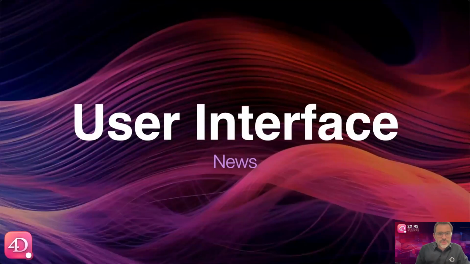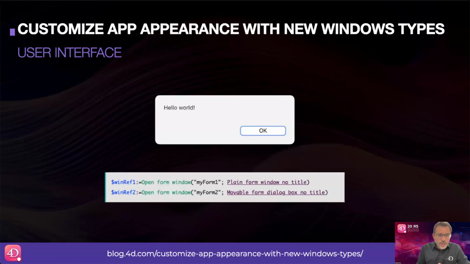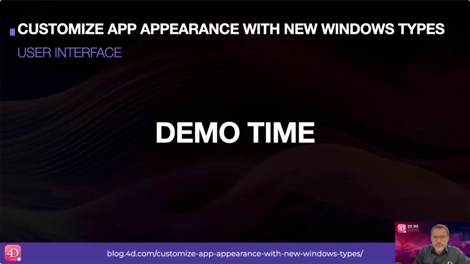Okay, let's proceed with the improvements on the user interface. You can now customize app appearance with new window types. You have two new window types allowing you to design the window title bar yourself and add your own elements, such as buttons or a search box, for example, but you're free to do whatever you want. This means complete freedom to tailor your application's appearance to your own requirements or specifications. So, better than a screenshot.